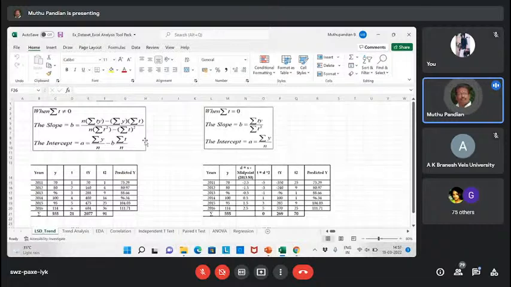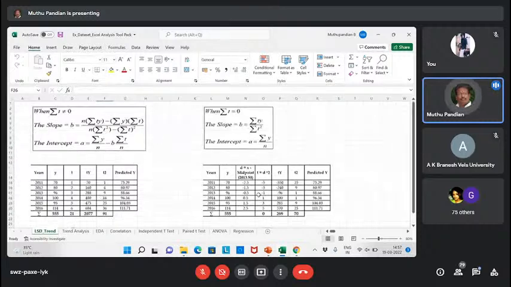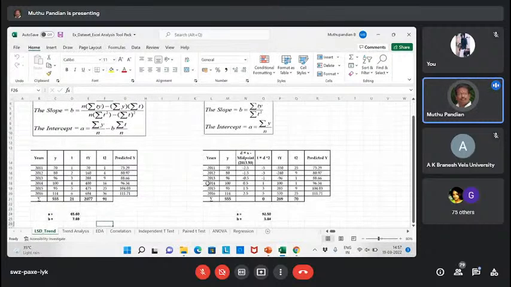Here, the very first sheet is called the LSD sheet, that is linear regression. We are going to use linear regression here. The linear regression model we call the LSD model, the least standard deviation model. So here we are going to use the LSD model. There are two approaches, which you may know very well.